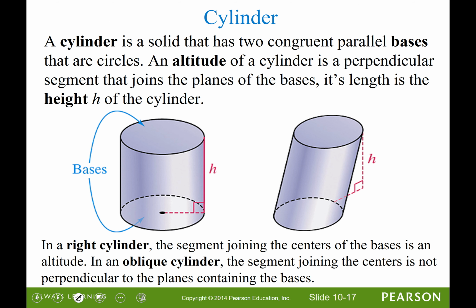Cylinders, those are a solid that have two congruent parallel bases, but those two congruent parallel bases this time are a very specific shape. They are circles. So think of a can of soup, if you will. The altitude of a cylinder is the same as before. It's the perpendicular segment that joins the planes of the bases. So this time it's the perpendicular segment that joins the circles. And that's lowercase h. In a right cylinder, the segment joining the centers of the base is an altitude. And in an oblique cylinder, the segment joining the centers is not perpendicular to the planes containing the base. So we have right cylinders, we have oblique cylinders, and they are just like our prisms, except that their bases are circles.